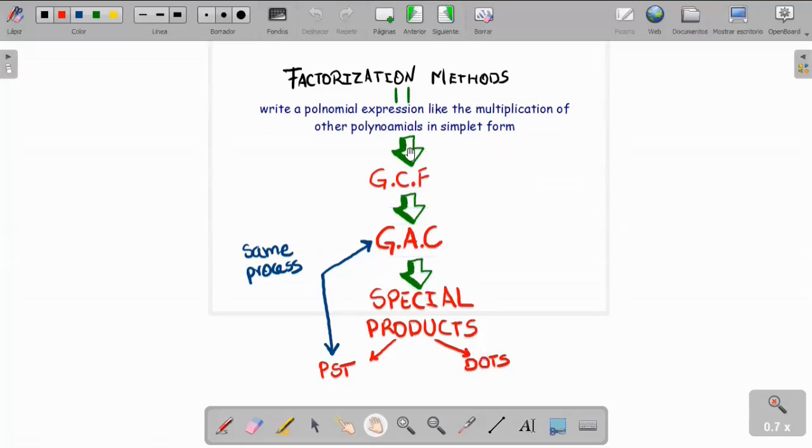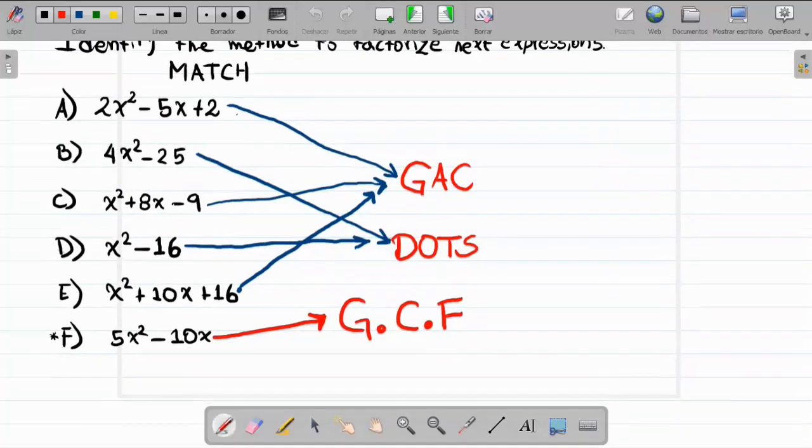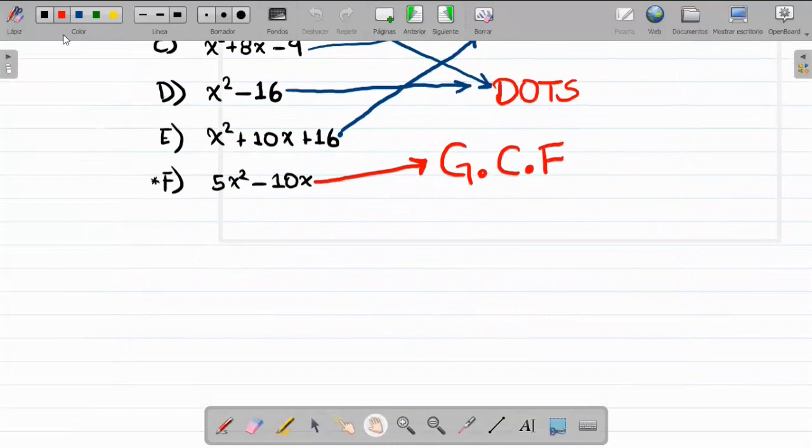So why am I presenting you this? Because at the moment of solving one exercise, this is what you will do. You will explore first and see if the polynomial contains the greatest common factor, because if it does, then the exercise simplifies a lot. Once you get the greatest common factor, then you will see the remaining expression. Can I show you with this exercise right now? We have here 5x squared minus 10x, which has a common factor.